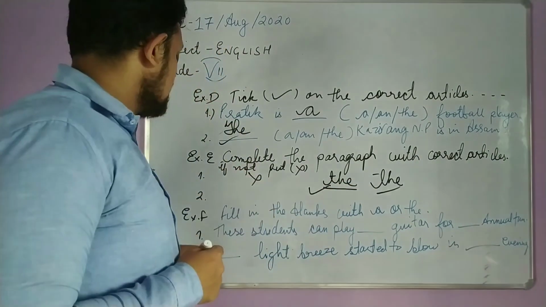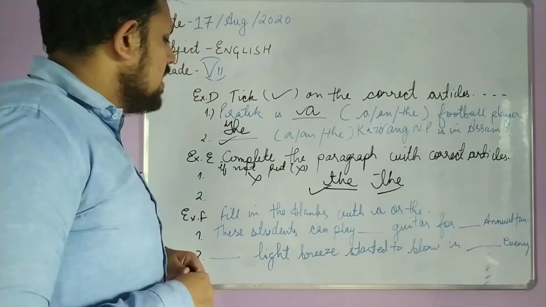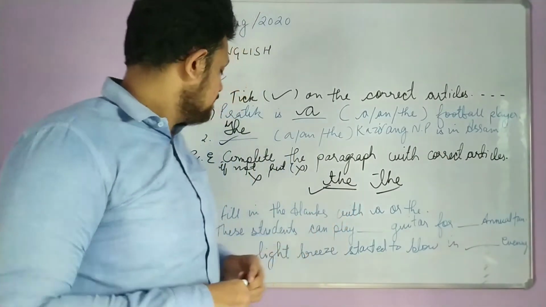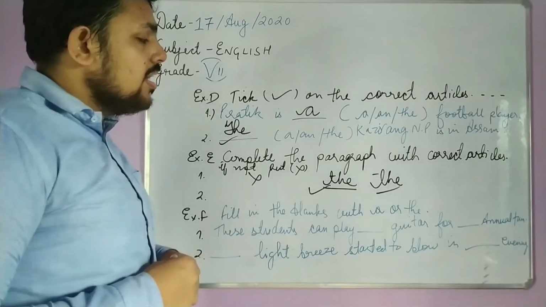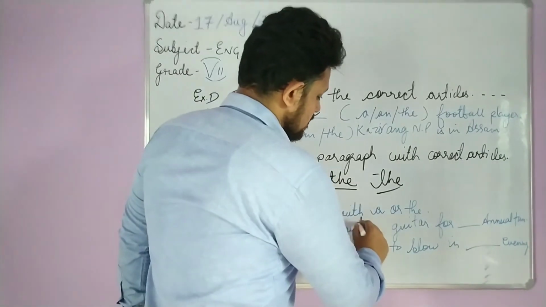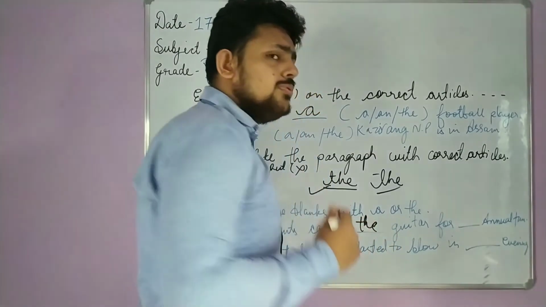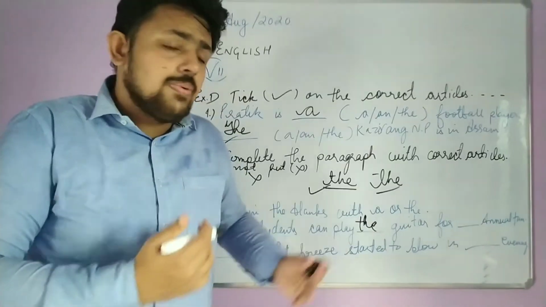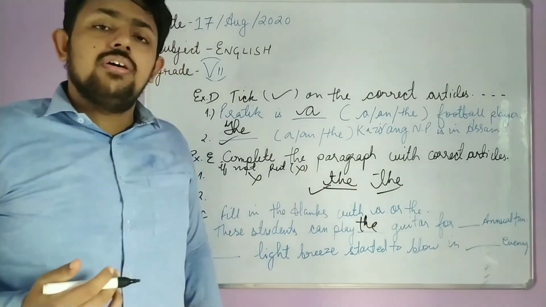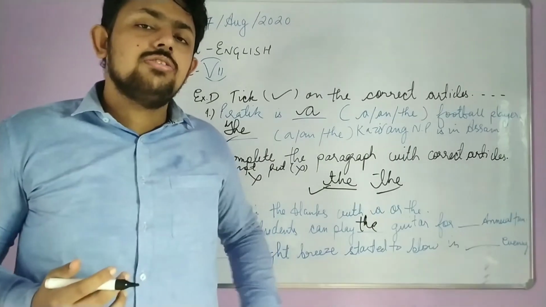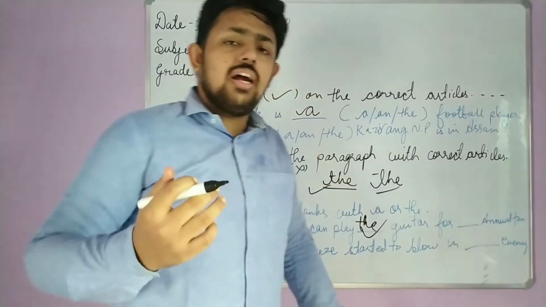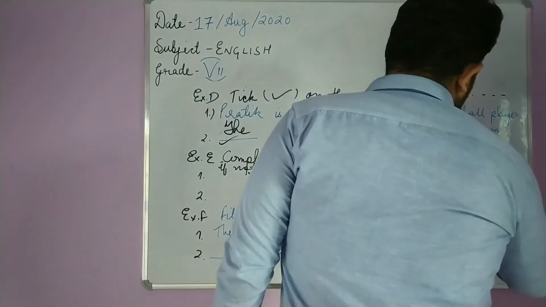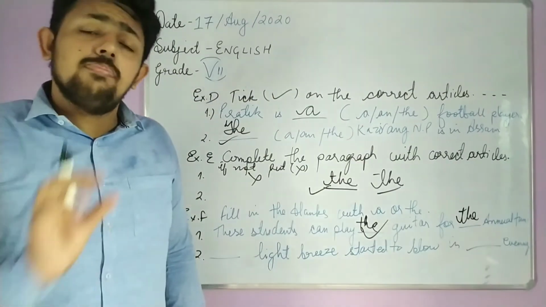Now coming to the last exercise, exercise F. Fill in the blanks with a or the. Here also we have to put either a or the. There is no use of an. Let's see. These students can play what? The guitar. Why? Because it is a particular kind of musical instrument. If we would have used only instrument, then these students can play an instrument. But we have guitar here, so we will use the, because we are talking about a particular kind of musical instrument. For the annual function. Why so? Because annual function is a particular event, it is a particular day.